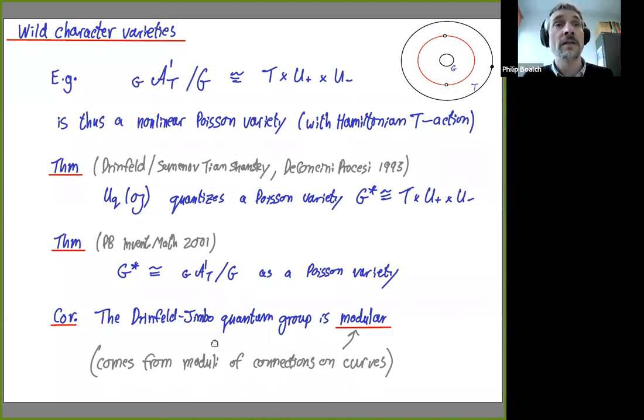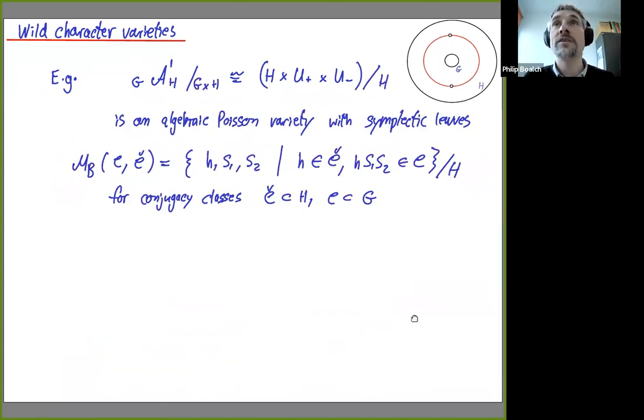So we can say that the Drinfeld-Jimbo quantum group is modular, as in it does occur amongst the moduli spaces, or the quasi-classical version of it occurs amongst the moduli spaces which come from connections on curves from 2D gauge theories. So I'll try to use modular in this way. Well, it's maybe different than the modular that Wiles and others speak about, but nonetheless, it is a moduli space of connections on curves.